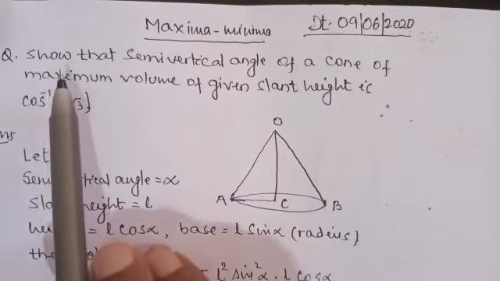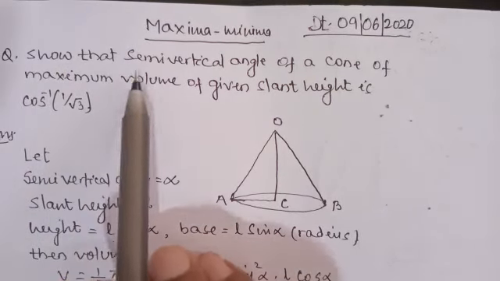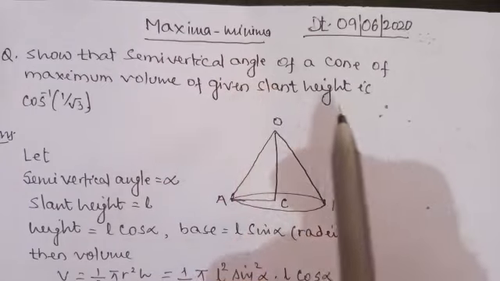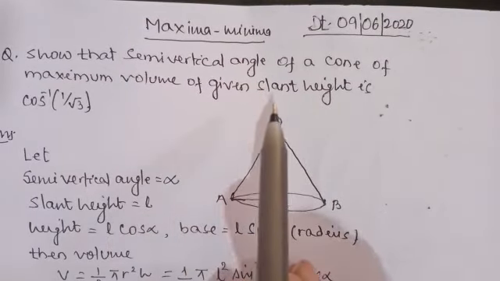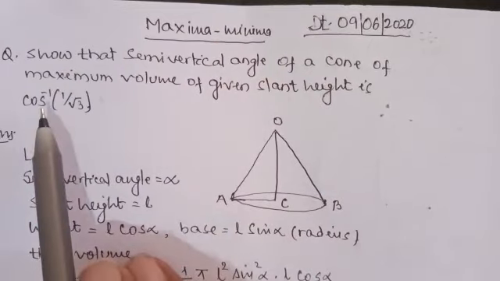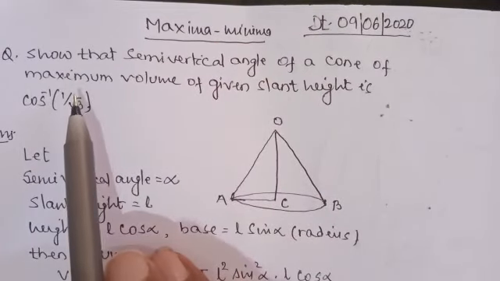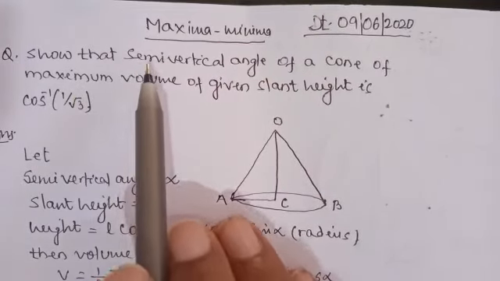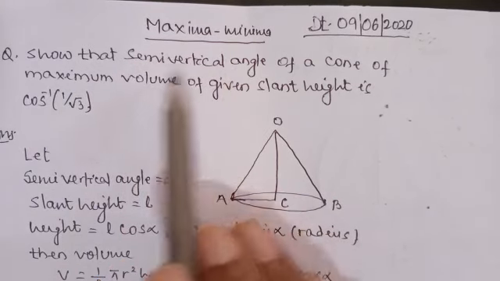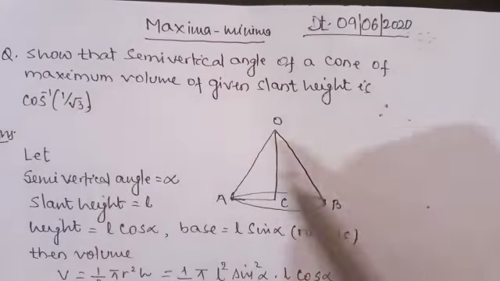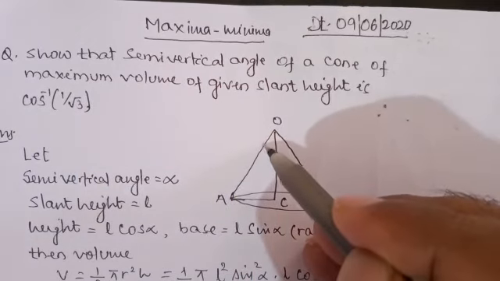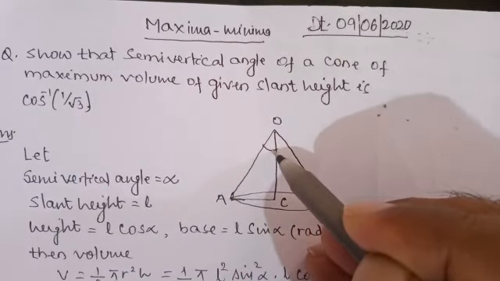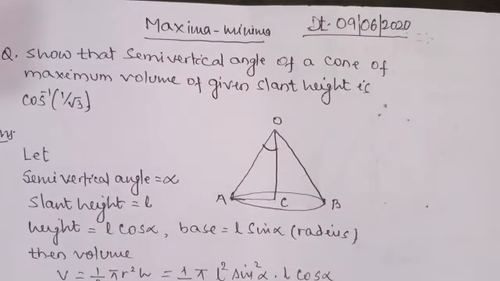See the first question. Show that the semi-vertical angle of a cone of maximum volume of given slant height is cos inverse 1 by root 3. Means we have to find the semi-vertical angle of the cone. Understand with the figure. This is the cone and this one is called semi-vertical angle.